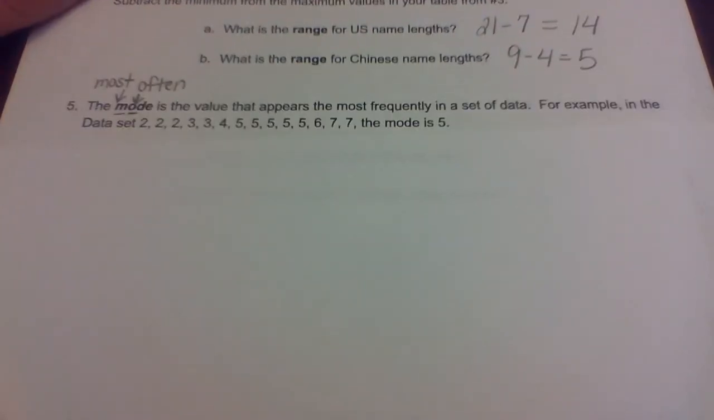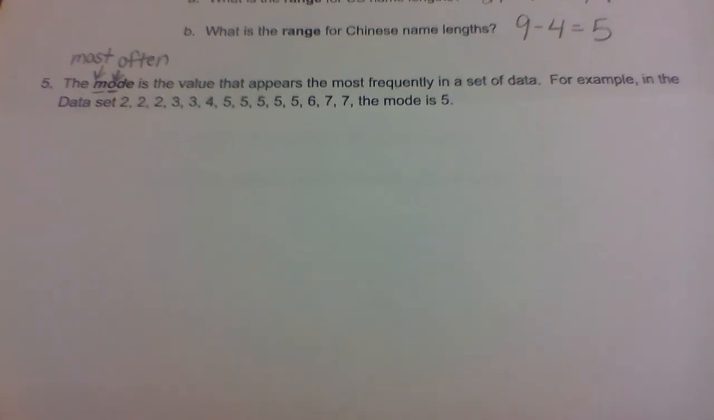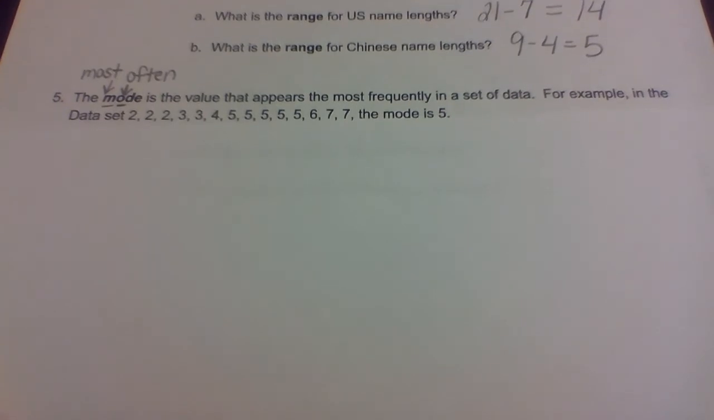All right. Now the next part talks about mode. Mode is the number that you see the most often or the most frequently in a set of data. For example, if you look at the data set that I gave you there, there's some 2s, 3s, there's a 4, there's a bunch of 5s, a 6, a couple 7s there, and it's telling us the mode is 5 because there are more 5s than anything else.